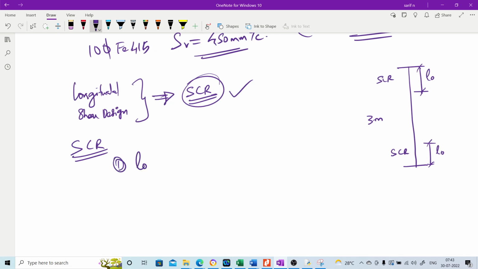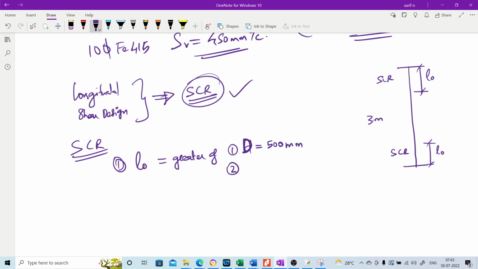So as you know, L0 is going to be the greater of three things. First one is going to be the largest lateral dimension of the column. As you know, we are taking it as capital D, the largest lateral dimension of the column. So in this case, we have a column 400 by 500. So we will take it as 500 mm.